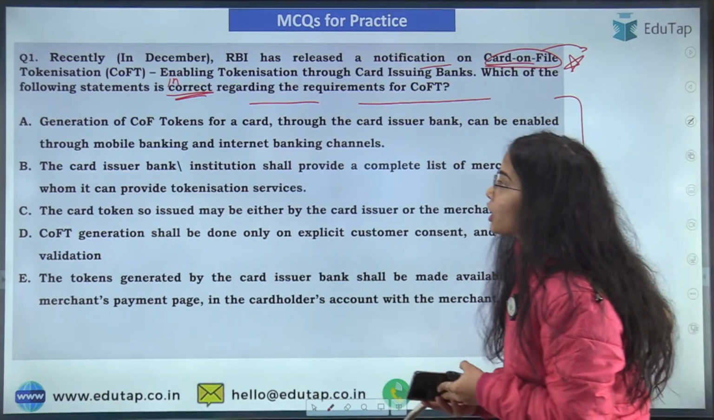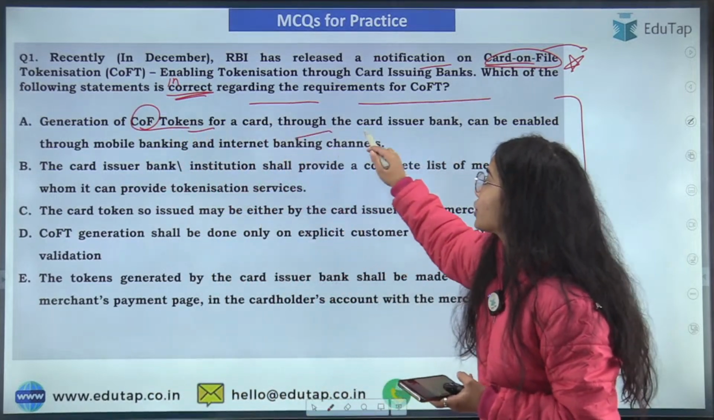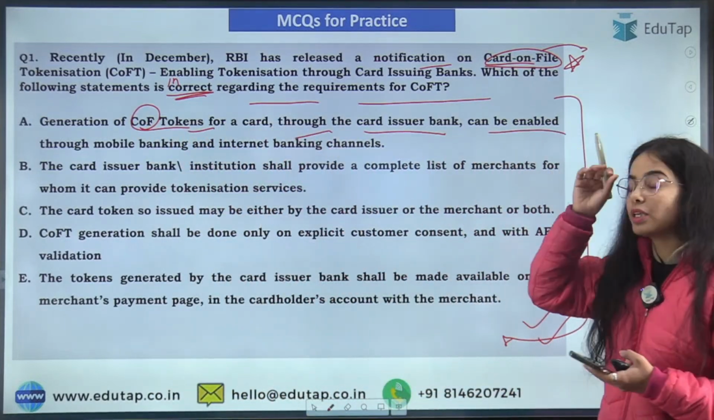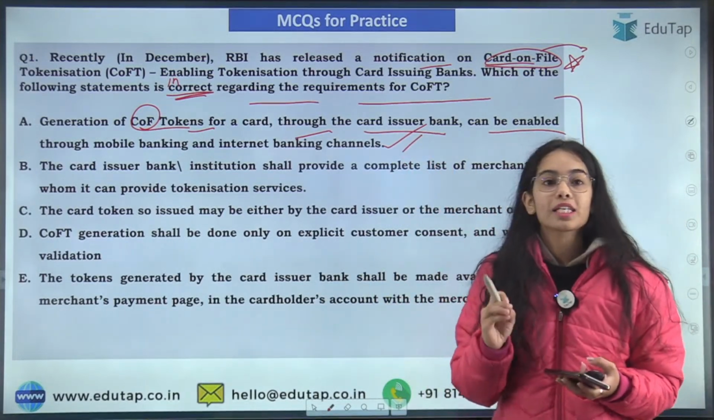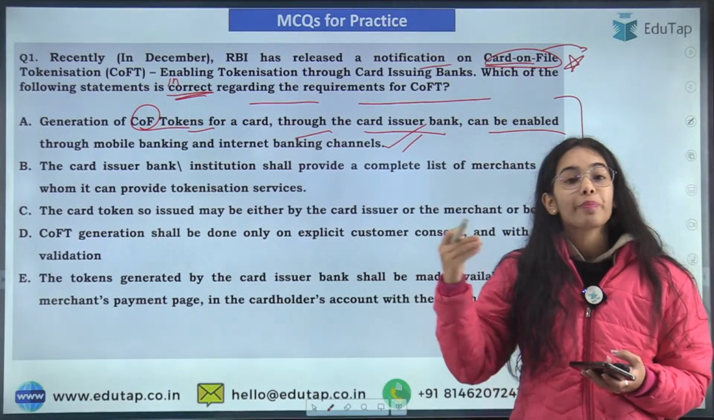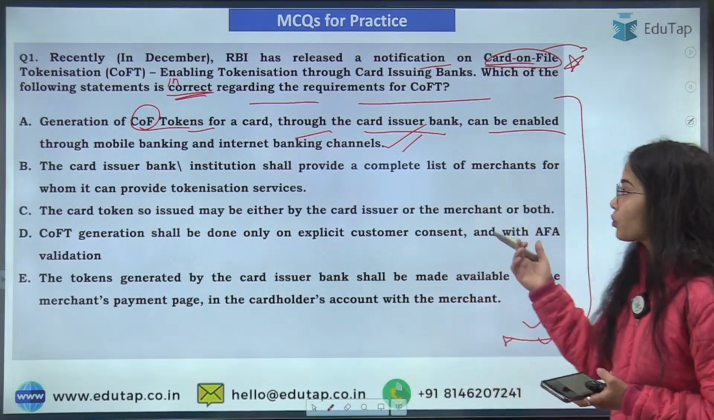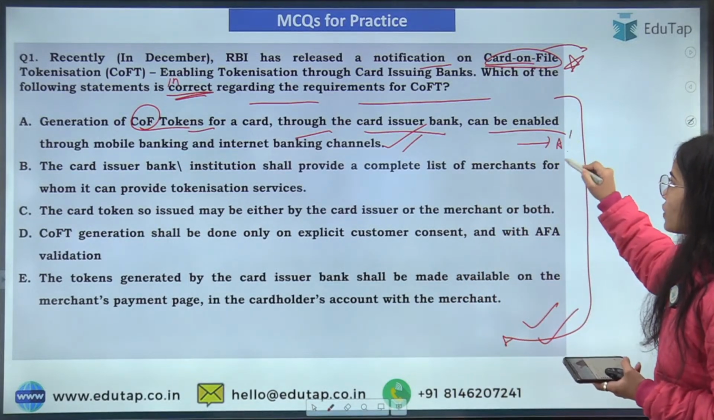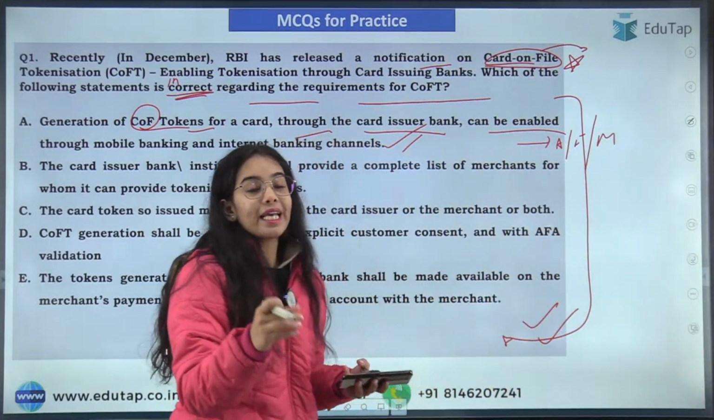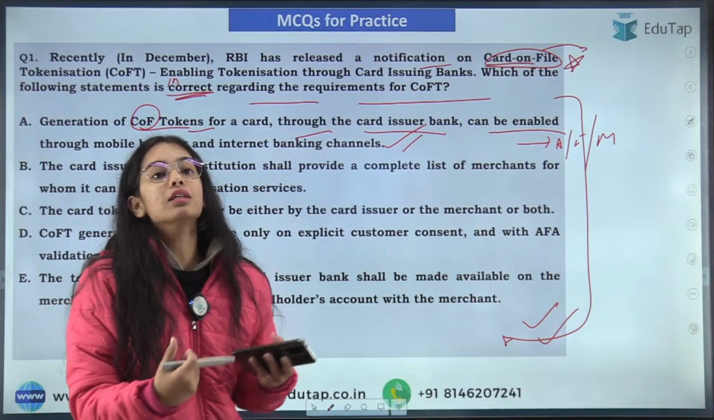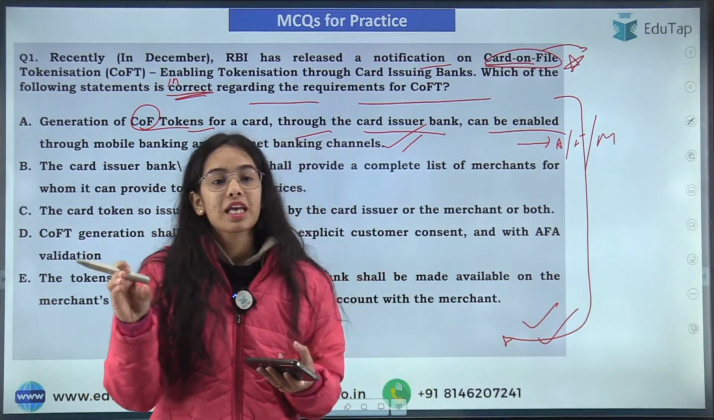C is incorrect. Generation of the card on file tokens for a card through the card issuer bank can be enabled through mobile banking and internet banking channels. This is correct, as it has now been allowed that the card issuer banks can directly tokenize the card number. Before, you would go to Amazon, Flipkart, Myntra or a particular merchant website, and that merchant would send the request for card tokenization so that the token could be saved with the merchant.